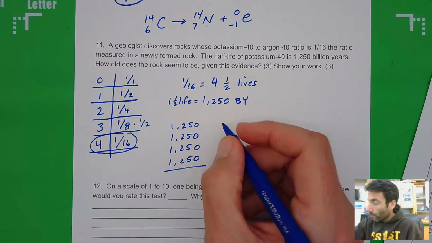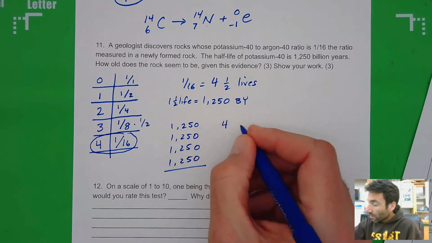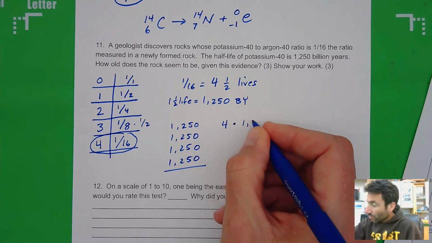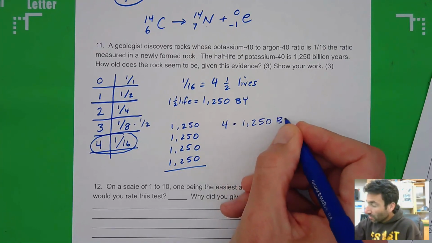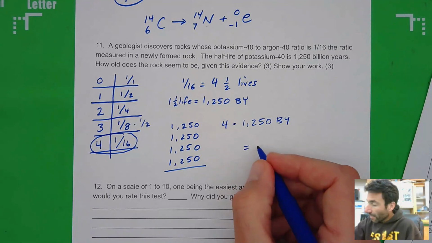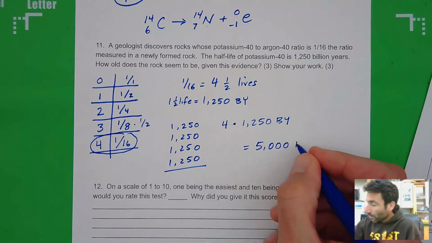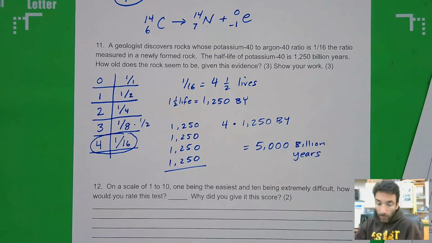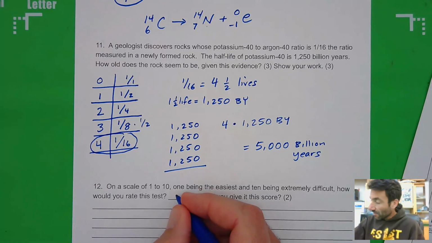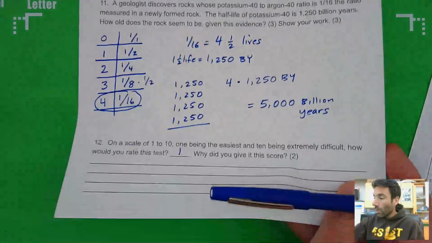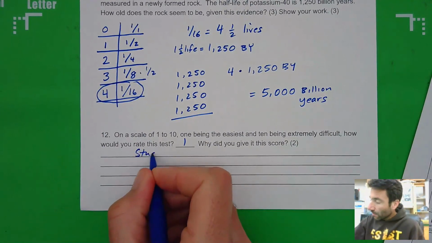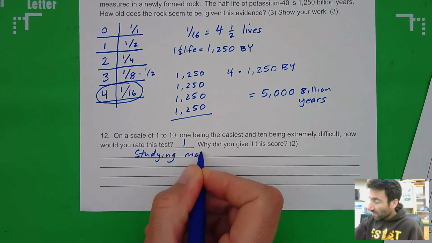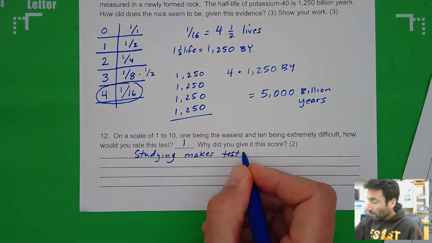Or, of course, the easier way would be to say 4 times 1,250 billion years. Either way, I get 5,000 billion years, or 5 trillion years. And that's our solution. All right, and as always, studying has made this easy, so I'm going to give this quiz a 1 now, because studying makes tests easy.